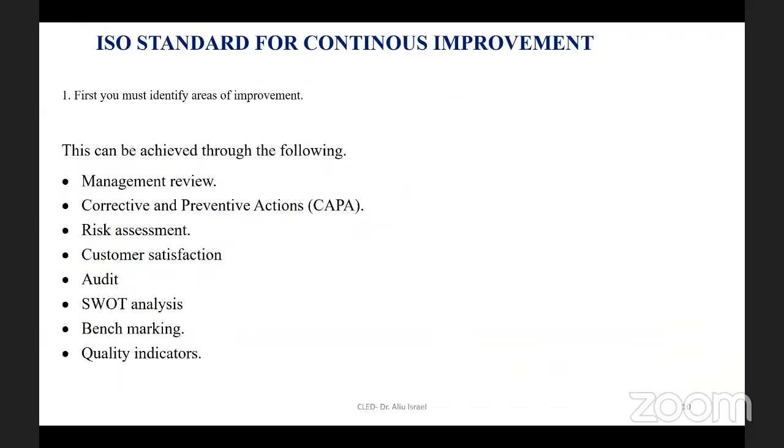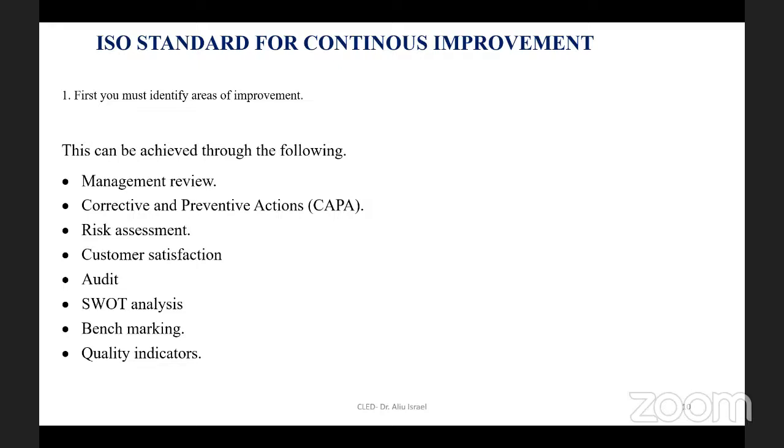Now, according to the ISO standard for continuous improvement, for you to enjoy continuous improvement, you must first identify areas of improvement. Now, how do you identify areas of improvement? You can identify areas of improvement through the following: one, management review. So when there's a management review, areas that need to be improved in the organization are highlighted.